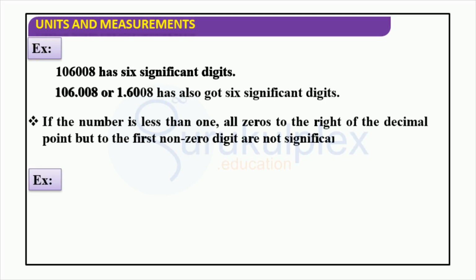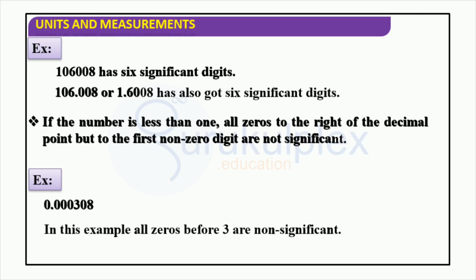In the case of 106.008, all digits have importance as none of them are zeros at the end of the number. But if the number is smaller than 1, such as 0.000308, the zeros before the first non-zero digit are not considered significant, so in the example, only the 3 is relevant. This is something to keep in mind when working with numbers.